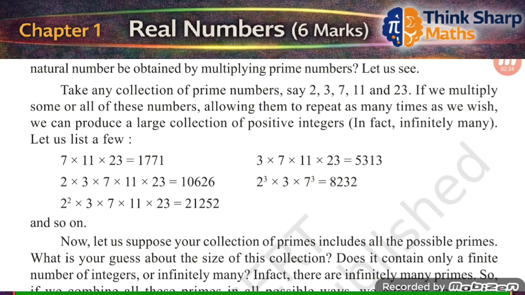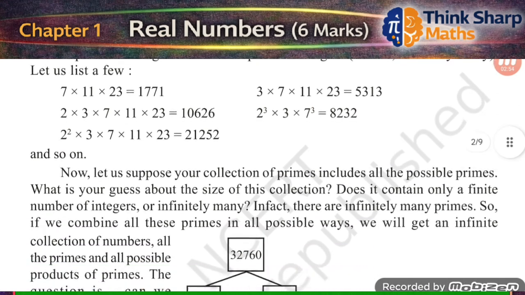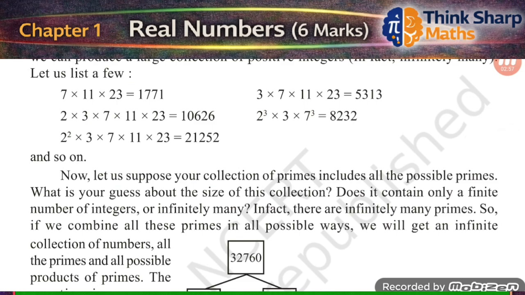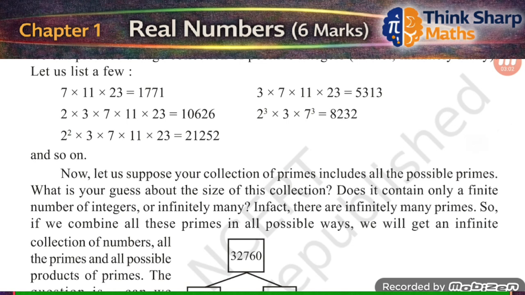If we multiply some of these numbers, allowing them to repeat as many times as we want, there is no restriction on using a number many times. If you multiply in different ways, using different permutations and combinations, different numbers will be generated. Some examples are given here; you can see them carefully. They are arranged in different ways, but in all of them care is taken that the smaller number comes first and then the larger number, like in ascending order. So it is written in order.